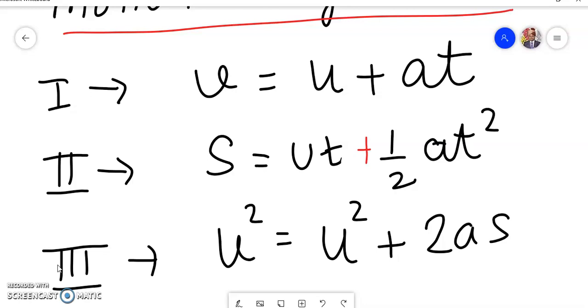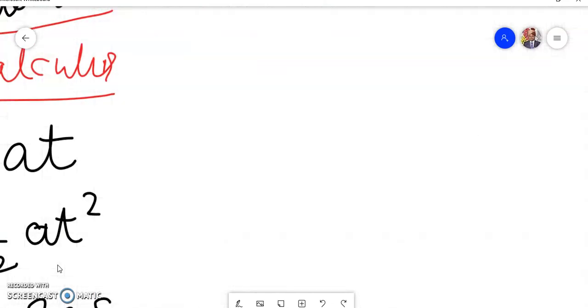And dear students, let me once again remind you that this is for uniform acceleration. Here v is the final velocity, u is the initial velocity, a is the acceleration, t is the time, and s is the displacement. These are the various terms which are used here. Okay, let us move further and prove the equations one by one.